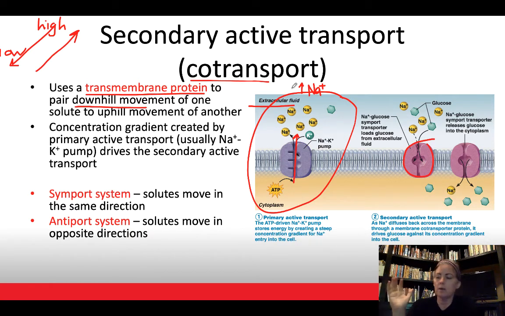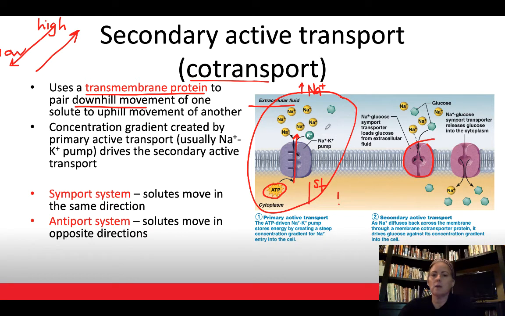Okay? So it is secondary active transport. It does require ATP because we need to have this happen first. You have to have primary active transport happen first, and that requires ATP. And anything that requires ATP is considered active transport.